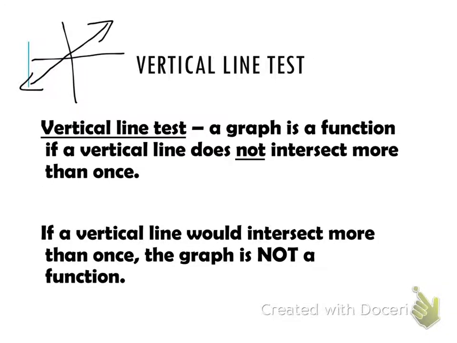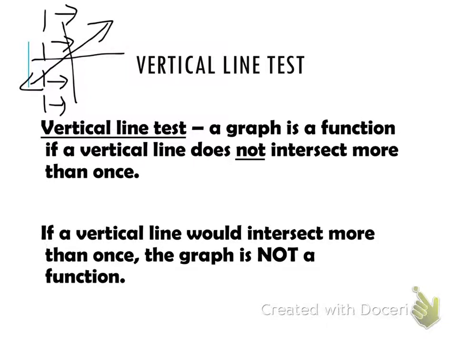For the vertical line test, I always have students use their pencil to represent their vertical line. So I take my pencil and I drag it across my graph. My pencil's vertical, and I'm dragging it horizontally across my graph. For it to be a function, I only want it to hit one point on my graph at a time as I drag it across. So here's my vertical line, and I'm dragging it across my graph like this.